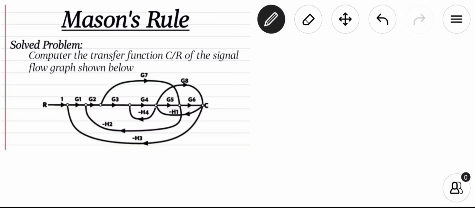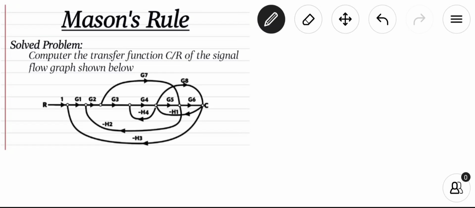In this video, I'm going to be explaining Mason's rule, but I'm not going to go in depth. I'll make another video where I will explain it in detail. I just want to introduce it with this particular question.